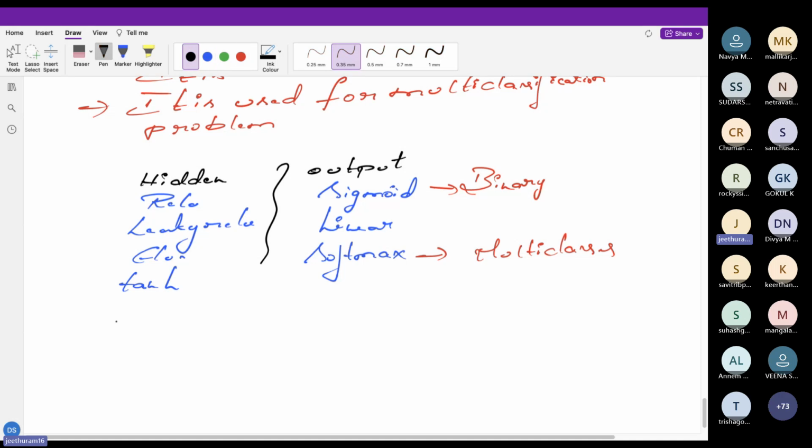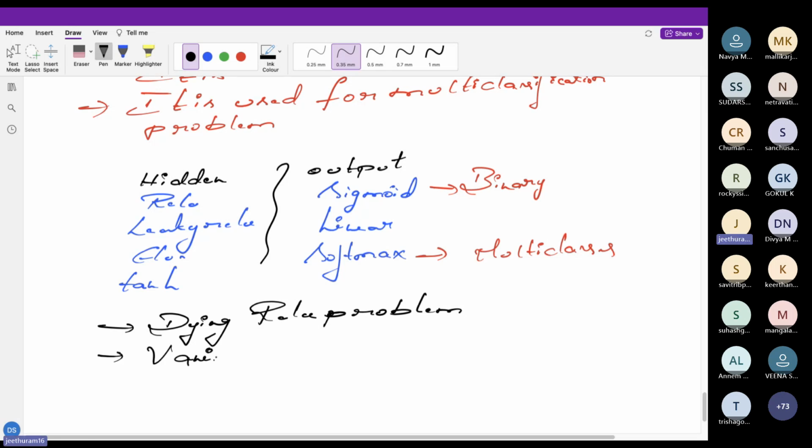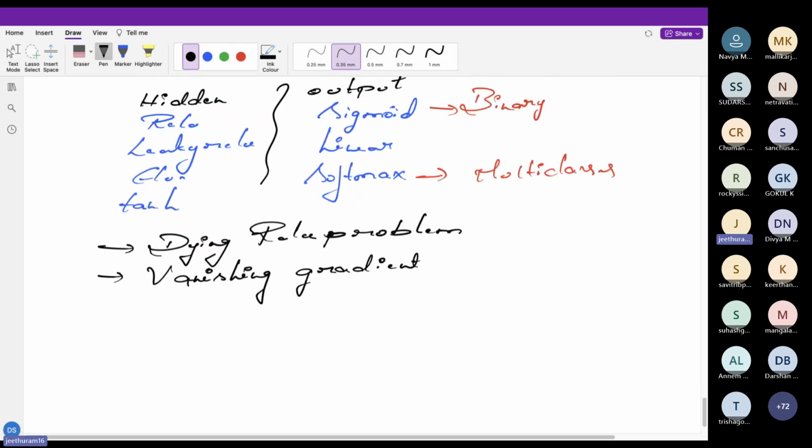We also discussed two things. One is the dying ReLU problem. It's because of converting all negatives to 0, so the neuron becomes dead. And I also discussed the vanishing gradient problem, which usually appears in tanh and sigmoid. Vanishing gradient means the gradients will tend to become 0. Gradients will vanish. So this is all about the activation function.